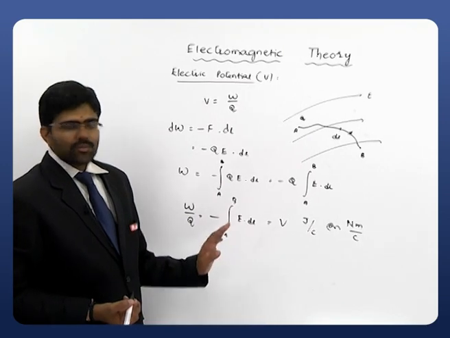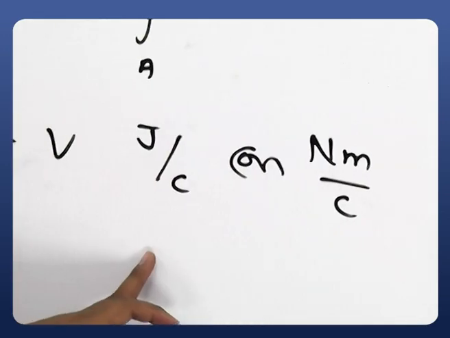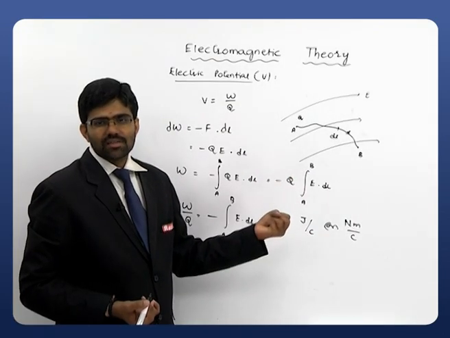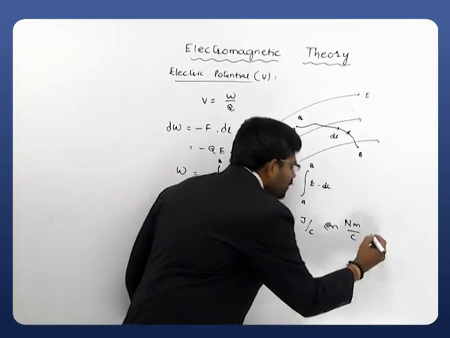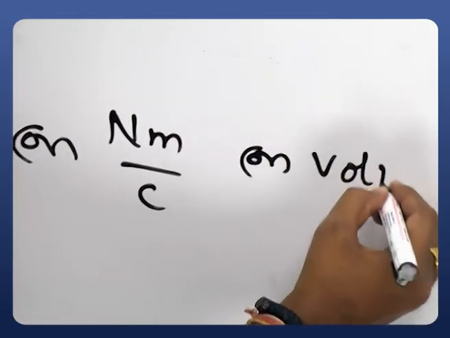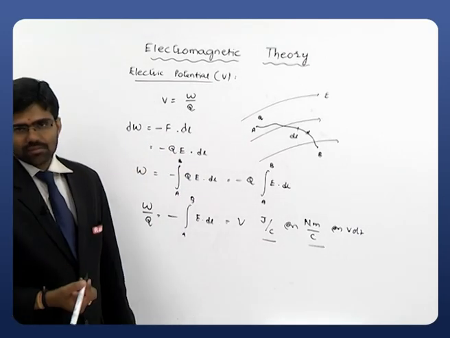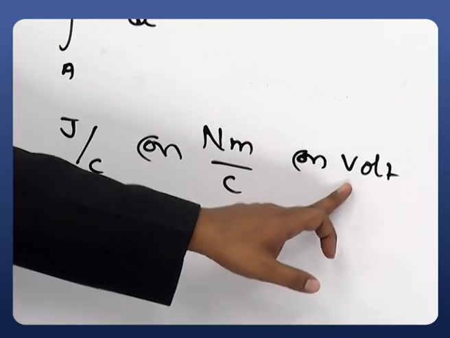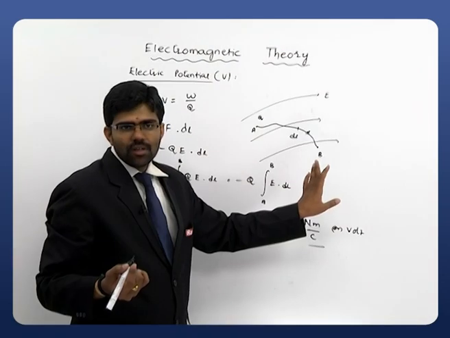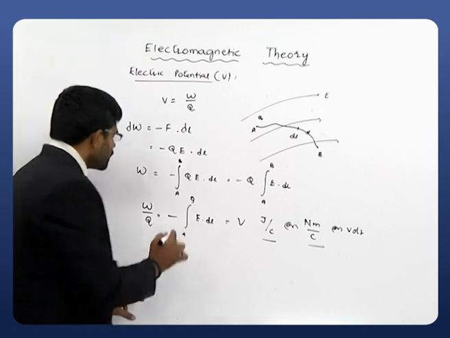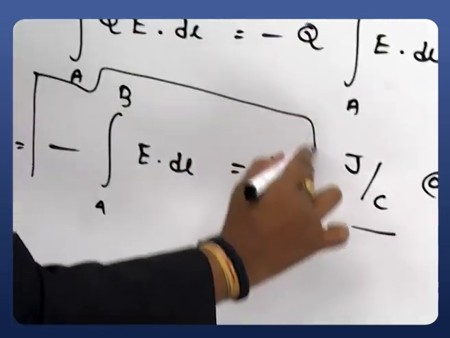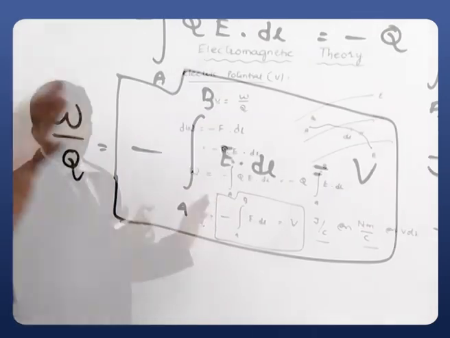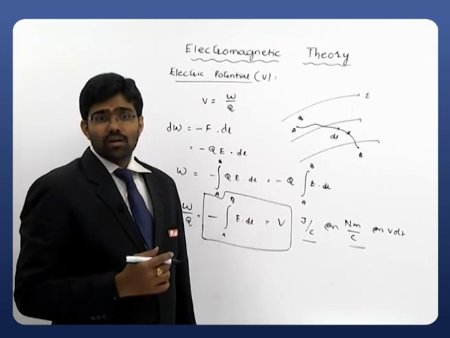But wait, these are not the units we use in real time. The unit we use is the volt, named after a scientist. But the two we discussed are also right, and we can use them, no problem. That is joule per coulomb and Newton meter per coulomb, but the most useful unit is the volt. So simply V is equal to minus integral A to B E dot dl. This is a very important equation which gives many relations.